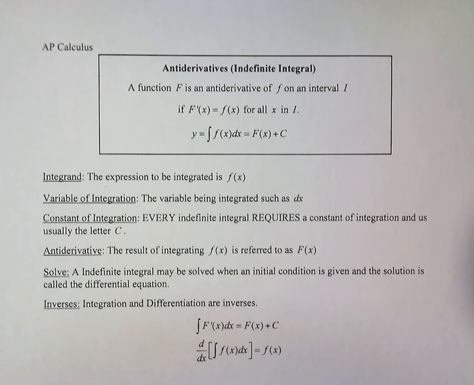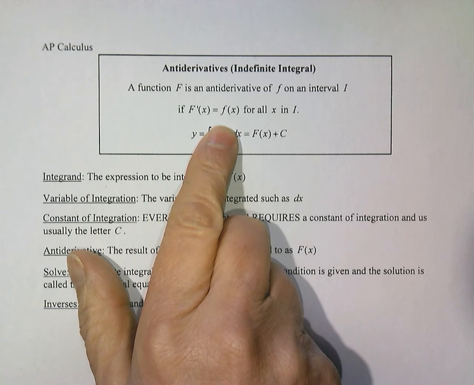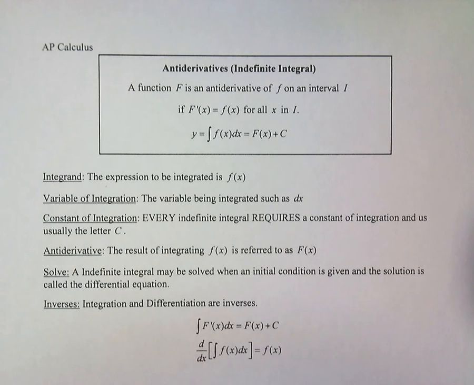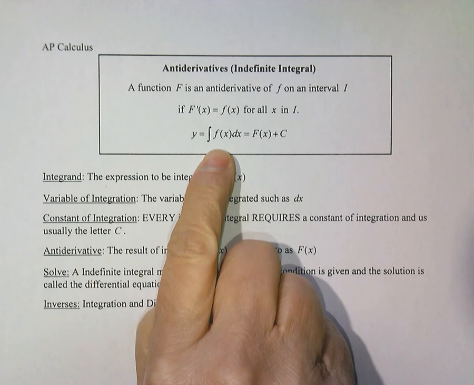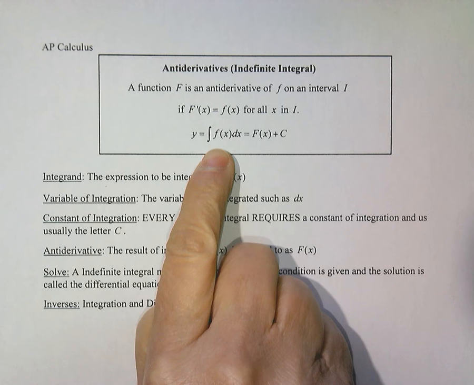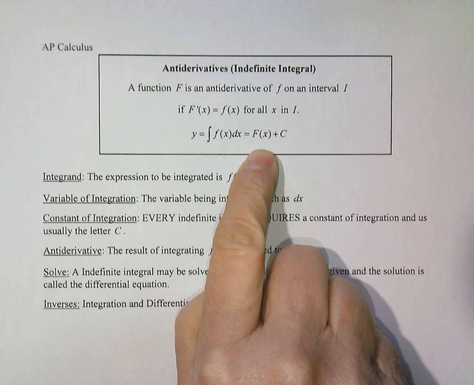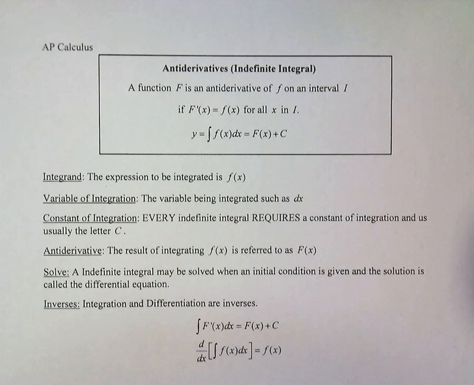And it's giving you the notation: if the derivative, F prime of x, is equal to f of x for all x, and that just goes along with this. Don't get bogged down with uppercase and lowercase. It can change for every problem. But what you do need to understand is that if you take the integral of a function, you're going to get back to the antiderivative. If you take the derivative, you can check it.